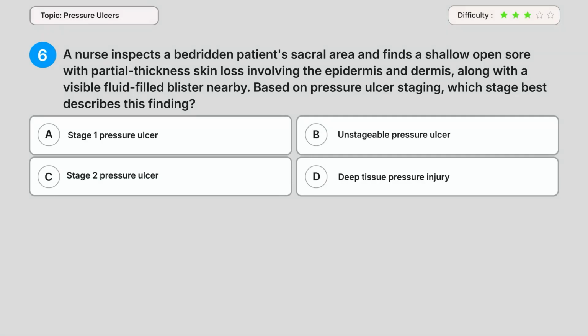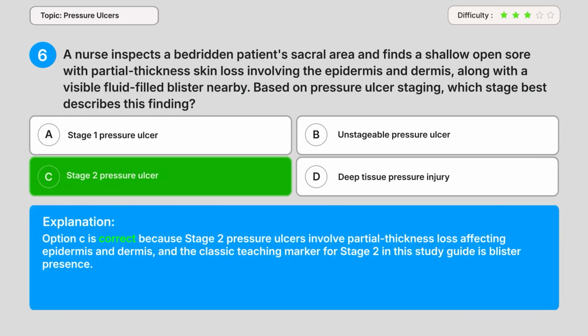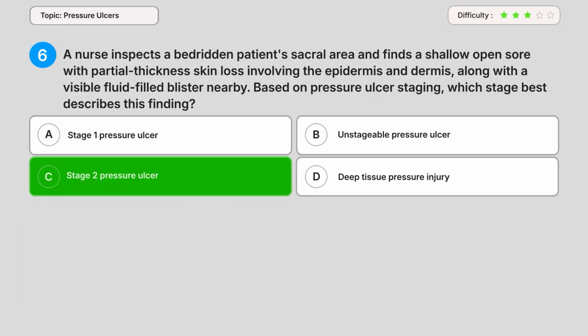Correct answer. C. Stage 2 pressure ulcer. Option C is correct because stage 2 pressure ulcers involve partial thickness loss affecting epidermis and dermis, and the classic teaching marker for stage 2 in this study guide is blister presence.